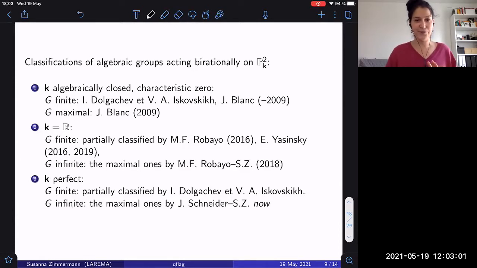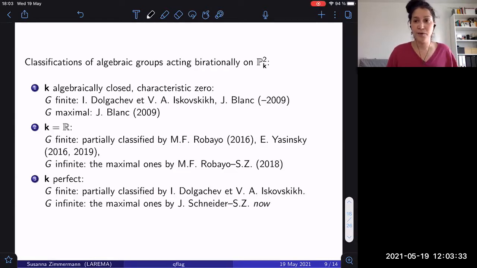in characteristic 0. So over R, the next nicest non-closed field, the finite subgroups are already not entirely classified. So there are partial classifications by Robayo and Jasinski. And if G is infinite, Robayo and I classified the maximal ones, so the groups up to conjugation and inclusion.